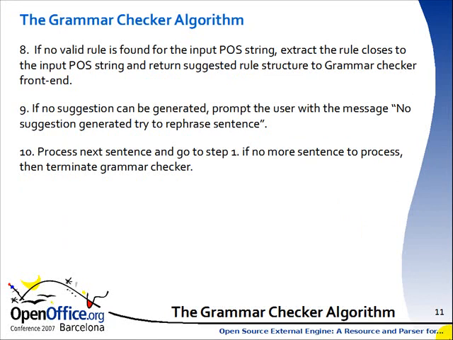Continuing, in step 8, if no valid rule is found for the input POS string, extract the rule closest to the input POS string and return suggested rule structure to grammar checker front end. In step 9, if no suggestion can be generated, prompt the user with the message, "No suggestion generated. Try to rephrase sentence." Then, process next sentence and go to step 1. If no more sentence to process, then terminate grammar checker.